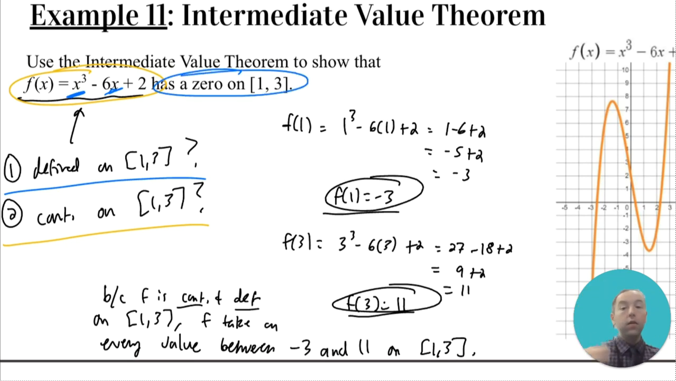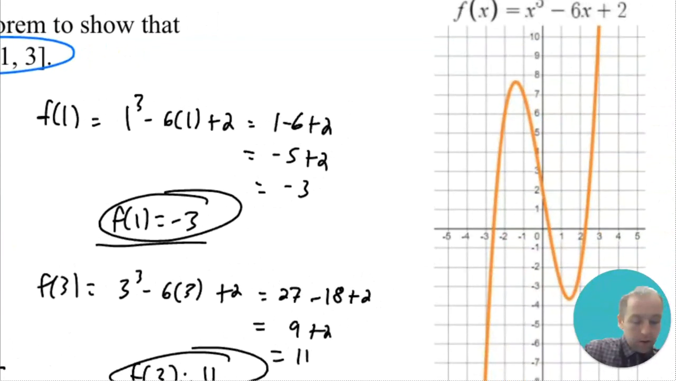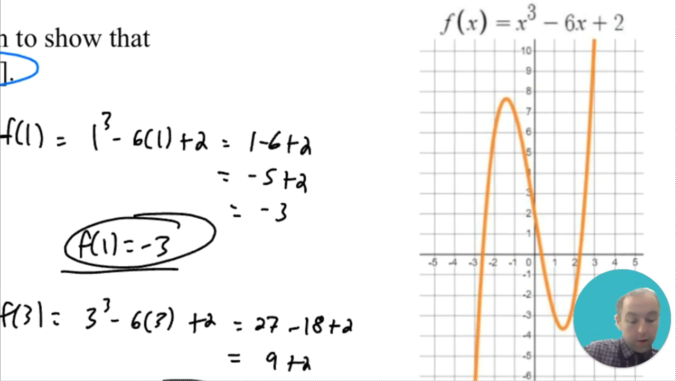That f has to have a 0 on 1 to 3, because having a y value of 0 is definitely going to happen between -3 and 11, because 0 is between -3 and 11. Okay? So therefore, we can infer from there that it's going to have a 0 and make that conclusion, right?